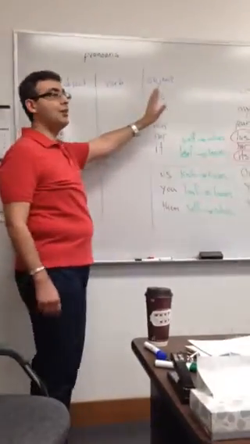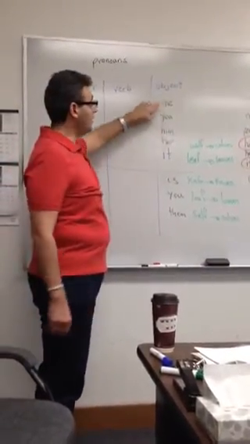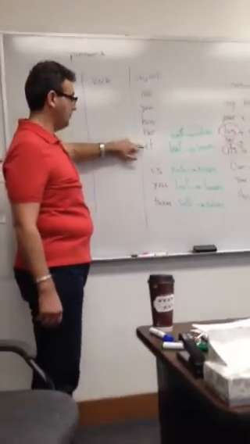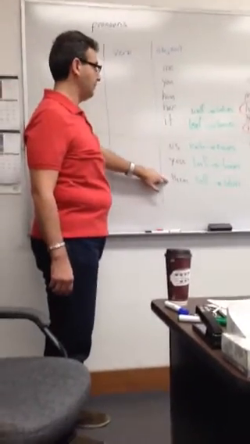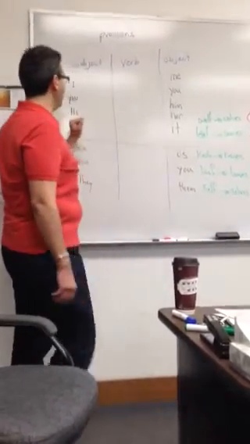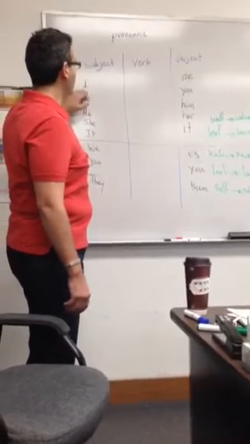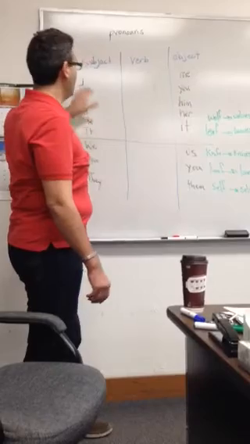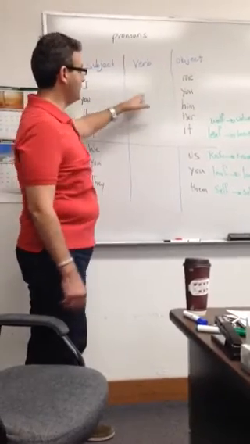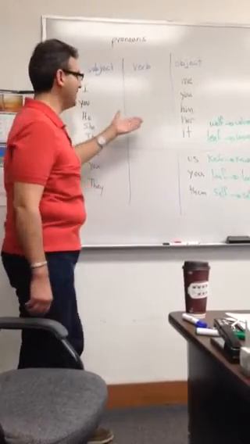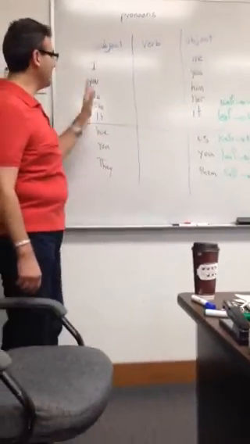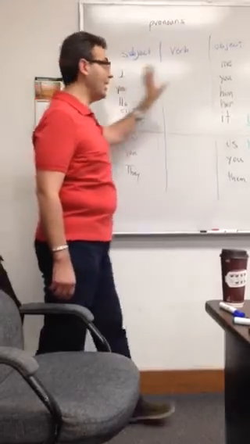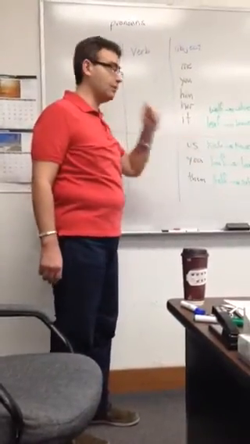On the other side, we have object pronouns. They are me, you, him, her, it, us, you, them. Very good. So you could say, for example, he hit me, or I kissed her. So these ones come before the verb, and those ones come after the verb.